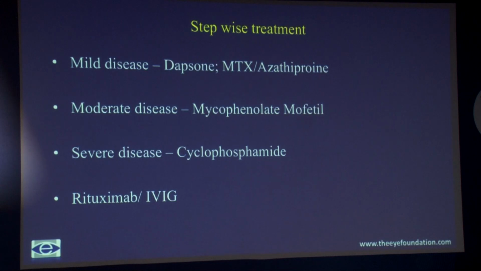In later stages, once it goes to very severe disease where cyclophosphamide, rituximab or IVIG is required, you would have to involve an immunologist or internist, but at the same time, you will have to convince them, because very often a rheumatologist, by just looking at a red eye, will not be willing to start cyclophosphamide for the patient.